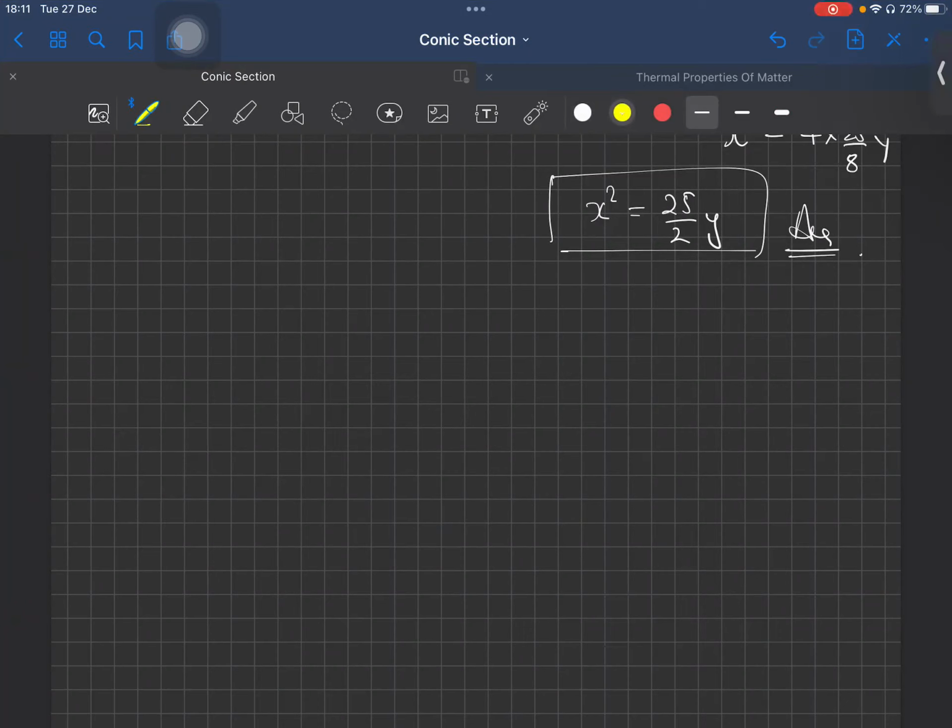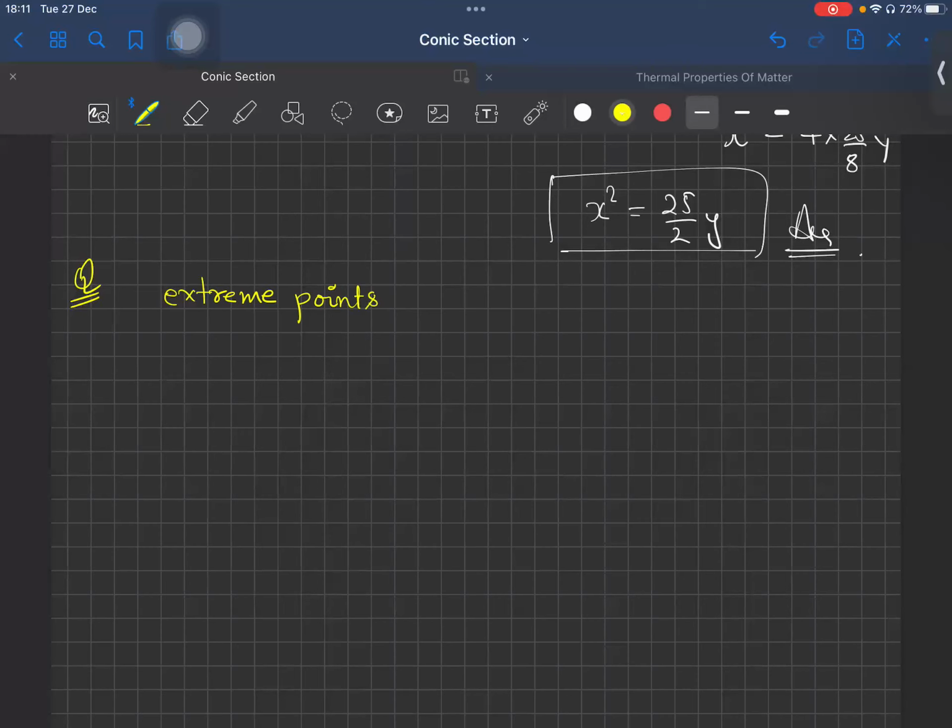Okay. Let's see if we can solve this question. The extreme points of latus rectum. What is latus rectum? Anyone? The 90 degrees, sir. No, not just 90 degrees.